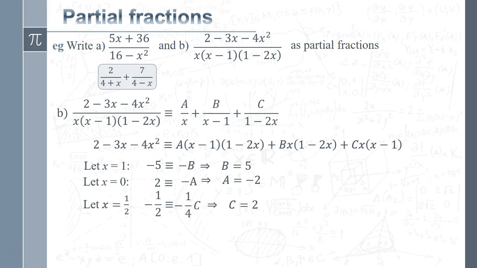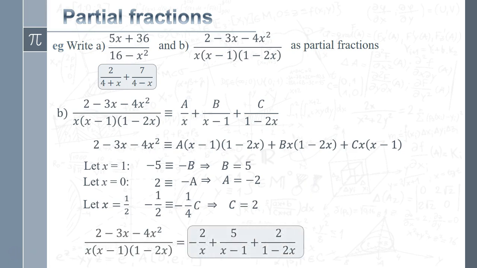Okay, so there's our 3 values, so that means that our partial fraction is just going to be minus 2 over x plus 5 over x minus 1 plus 2 over 1 minus 2x. And there it is. There's our fraction split into the 3 separate bits. Jobs are good.